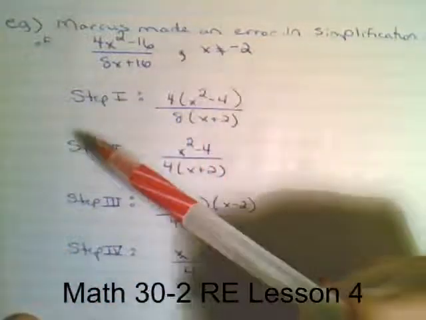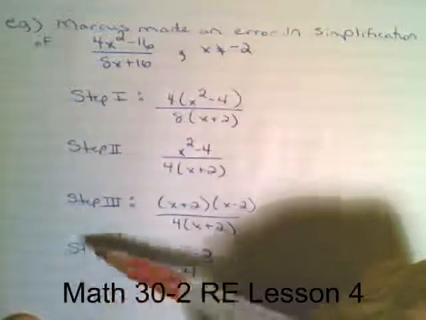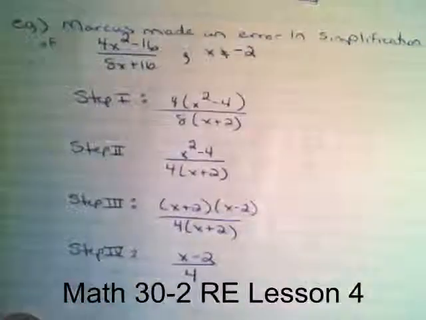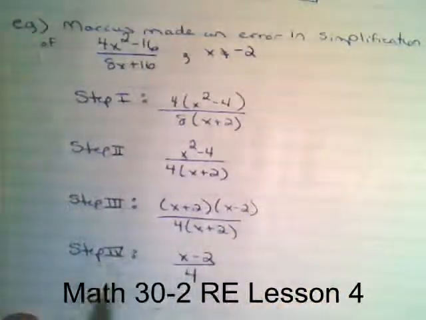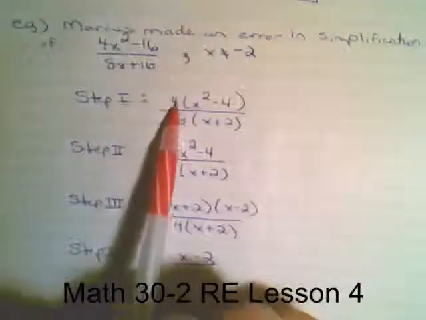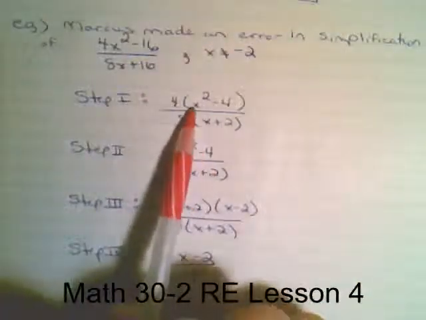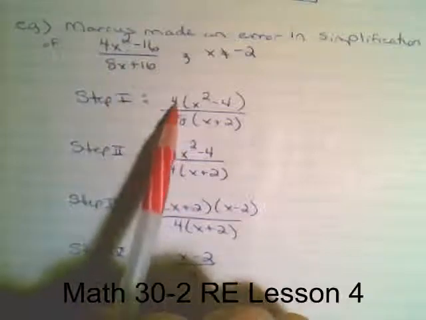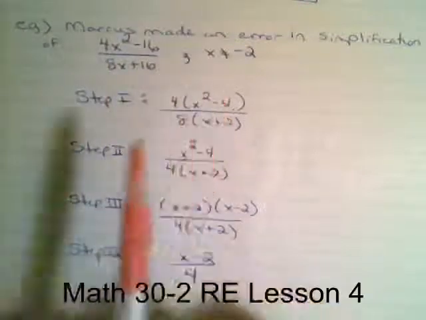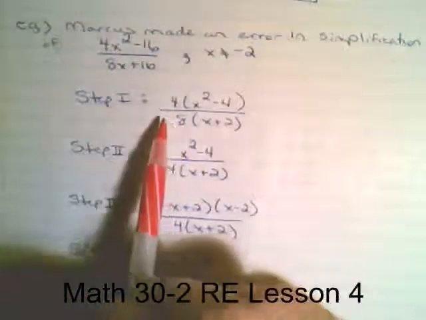Where's the mistake? Marcus made an error in this simplification. Where's his mistake? And you just have to go through and follow along. Now, don't always jump to conclusions that it's always step 1 or always step 2 or 3. It's not always. It just is not always.